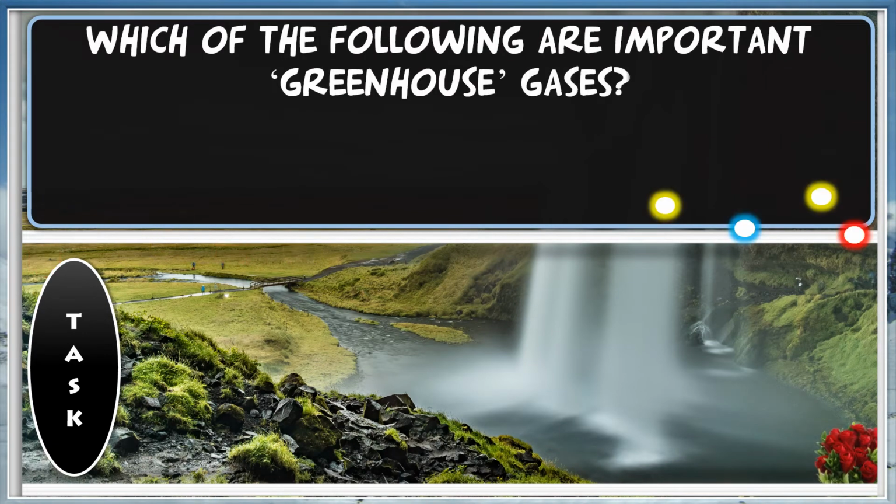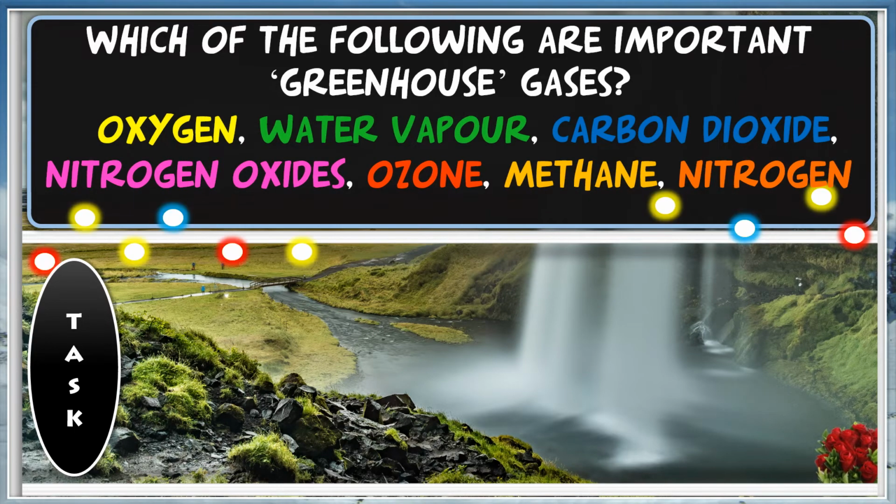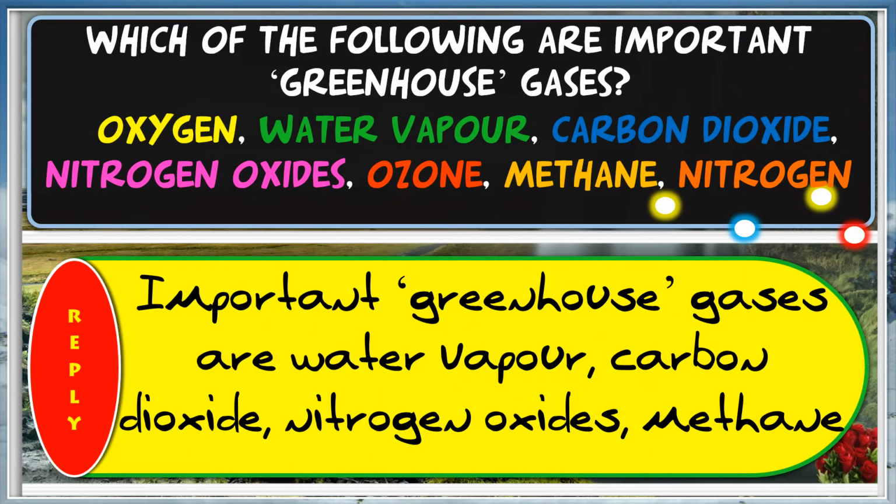Which of the following are important greenhouse gases? Oxygen, water vapor, carbon dioxide, nitrogen oxides, ozone, methane, nitrogen. Important greenhouse gases are water vapor, carbon dioxide, nitrogen oxides, and methane.